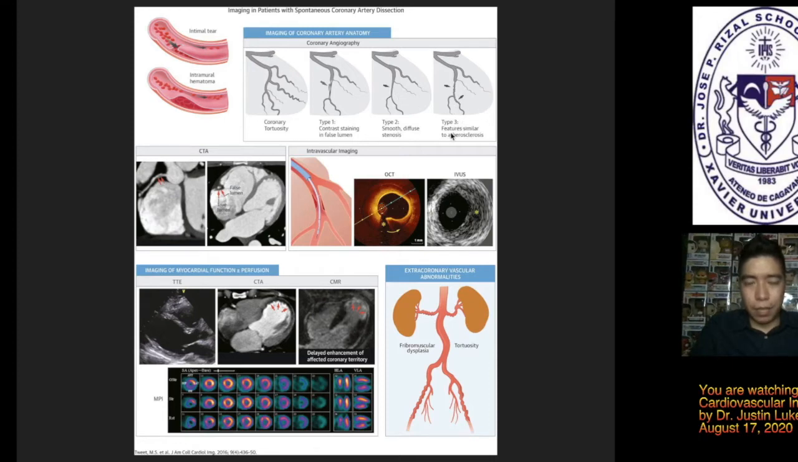Or it could be type 3. You have features similar to atherosclerosis. So you have multiple filling defects, which can be attributed to your plaque formation from atherosclerosis. Again, it's a multimodality approach. You can also ask the help of nuclear medicine to look at the heart and its function.